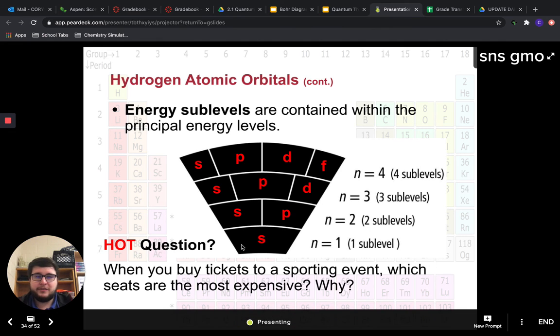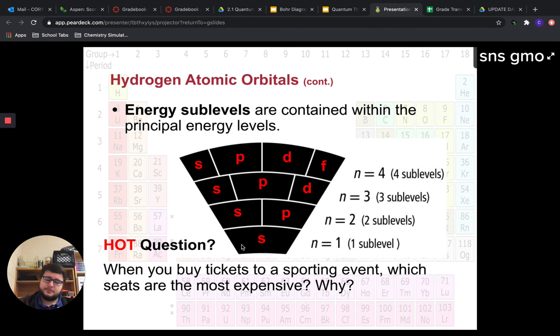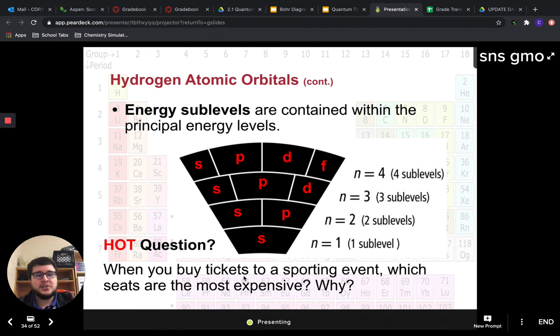When you buy tickets to a sporting event, which seats are the most expensive and why? Take a second to answer that question. Pause, and then unpause when you're ready, because I'm giving the answer right now. If you said the ones closest to the action, the ones that are courtside, or right there on the glass in hockey, or next to the sideline or the end zone in football, then you've got it. The ones that are closest to the action are the most expensive. And likewise, the energy levels that are closest to the nucleus are the ones that fill up first. They're the ones that are hardest to access. So there are a lot of parallels here that you can draw.